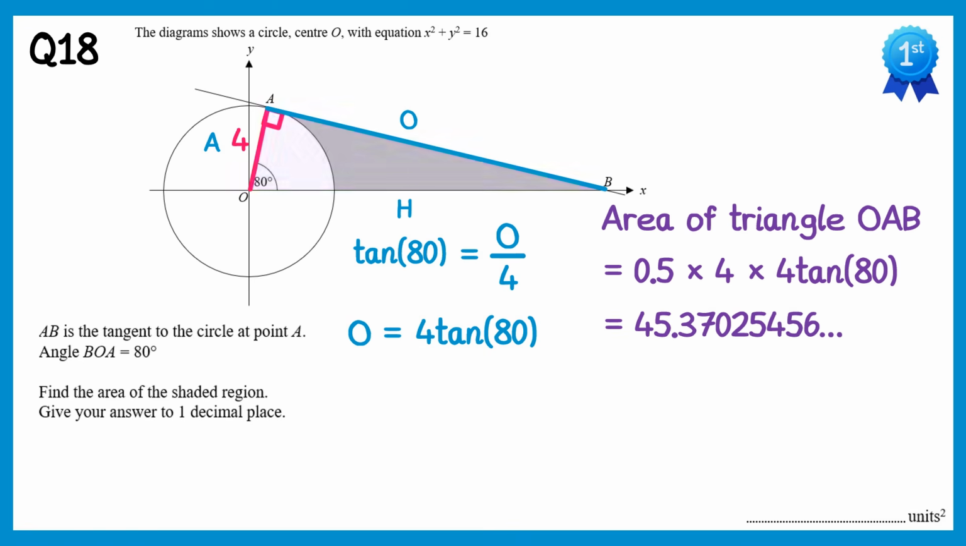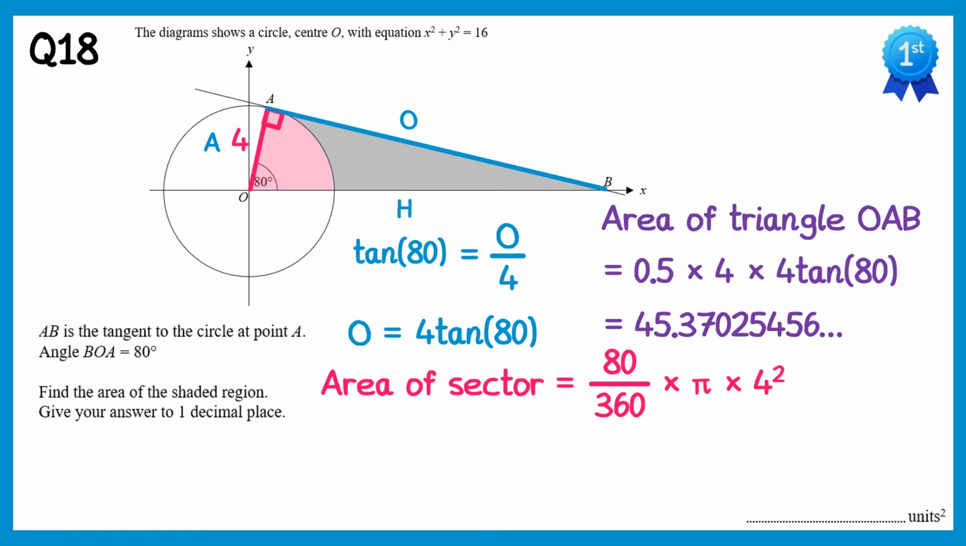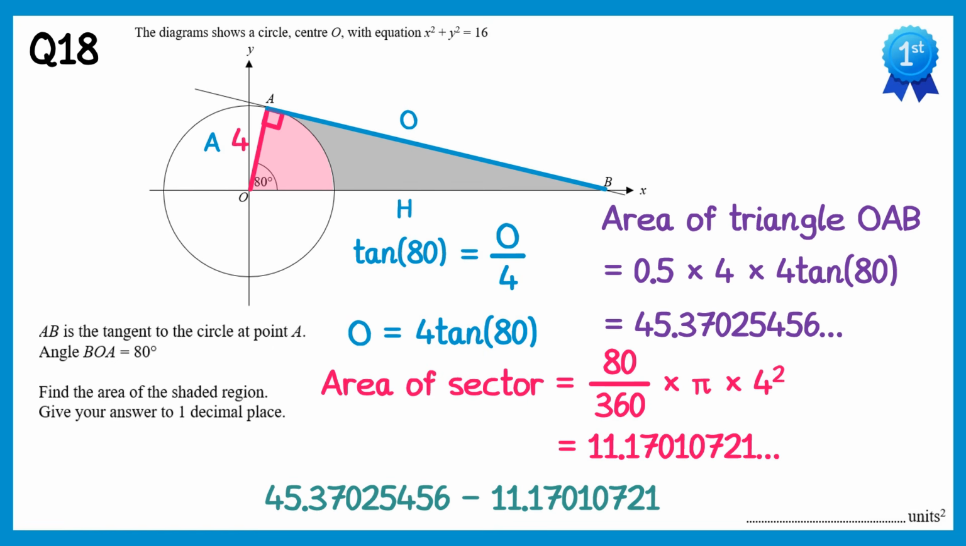Now let's remove that triangle, and instead focus on this sector here. To find the area of a sector, we use the formula theta over 360 times pi r squared, where theta is the angle. So the angle is 80, so we'll start with 80 over 360, times by pi, and then times by the radius squared. The radius of that circle is 4, so times by 4 squared. Stick all of that into your calculator, and it will give you this number here. So to find this shaded area, we'll do the area of the triangle, subtract the area of the sector, and that gives you this answer here, rounded to 1 decimal place like it asked for in the question.